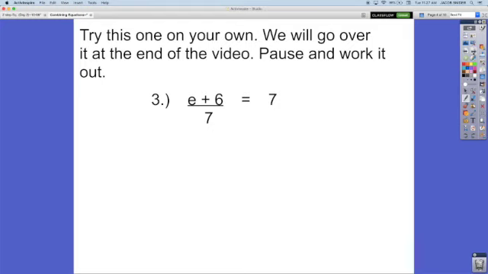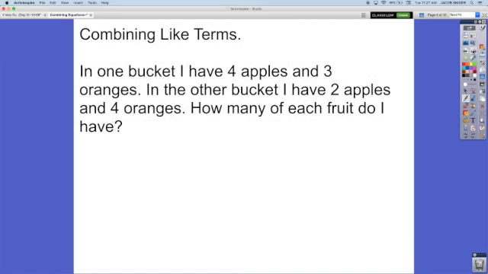The second type of problem involves combining like terms. Okay, quick little story. If in one bucket I have 4 apples and 3 oranges, and in the other bucket I have 2 apples and 4 oranges, how many of each fruit do I have? So I have a bucket, right? I'm just going to abbreviate. I got 4 apples, and I also have 3 oranges. In the other bucket I have 2 apples, and I have 4 oranges.